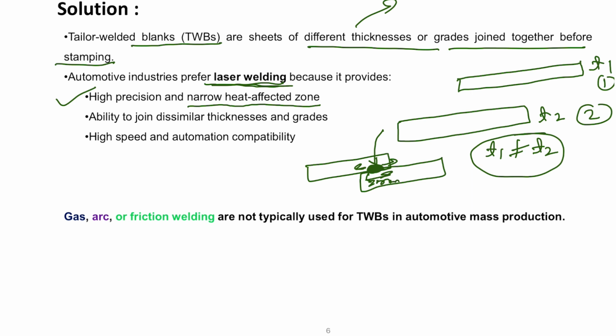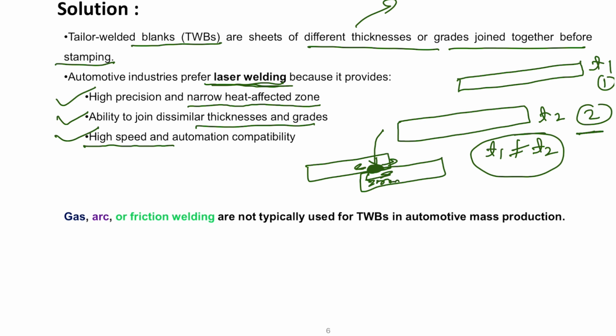Second, the ability to join dissimilar thicknesses and grades. As I already explained, when we have different thicknesses T1 and T2, by using laser welding we can join dissimilar thickness sheets. Third, high speed, because laser welding is a very fast process. In the automobile industry we require very fast production, so it is used for high speed production.